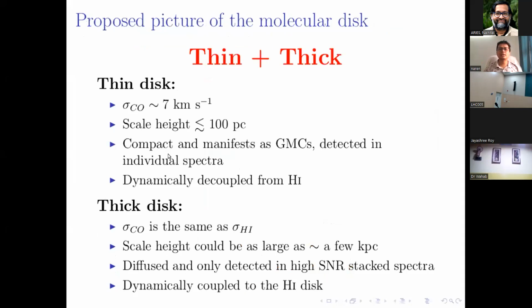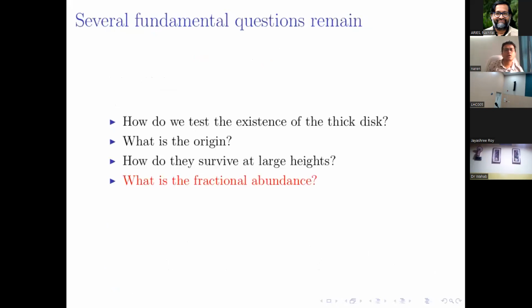The thin disk lies in the mid plane and consists of high density gas with low sigma, low velocity dispersion. The thick disk goes much beyond, and it has higher velocity dispersion and very low density. This is the picture which explains the observations, right? We still do not know for sure, and there is a lot of research going on in this.